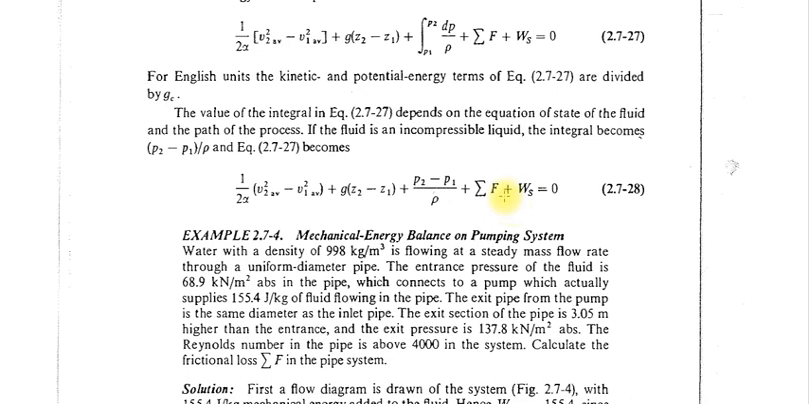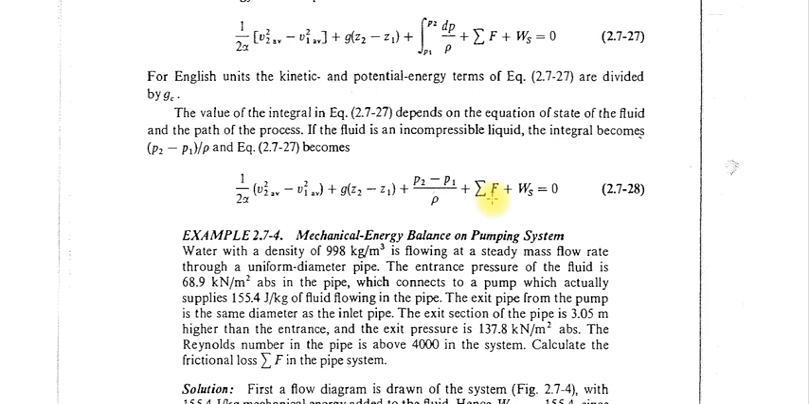In this equation, Ws is positive when the work is done by the system, and negative when the work is done on the system. If the sign convention is negative, then it will be opposite. So you have to be careful about the sign of the pump work. Now we will discuss F. F is the different friction losses from the system.